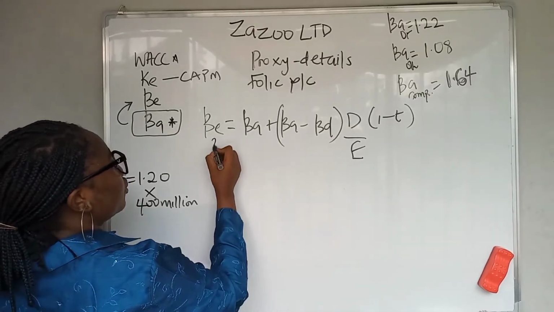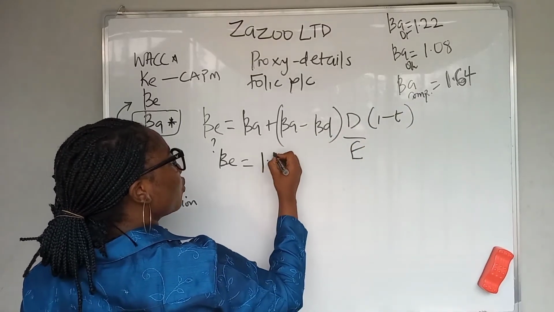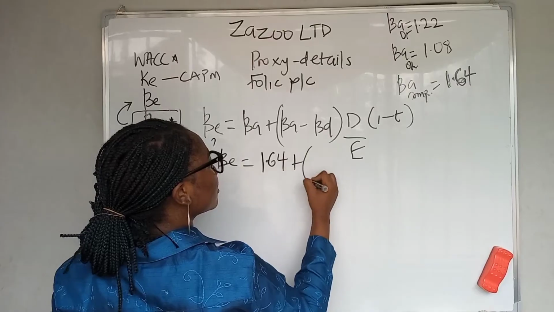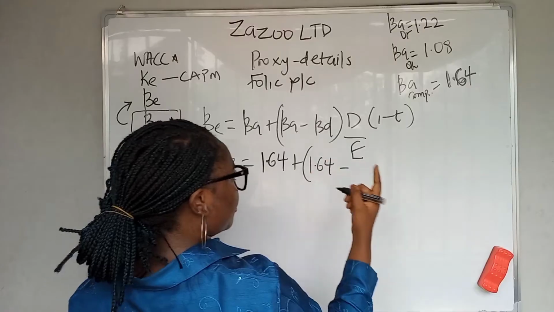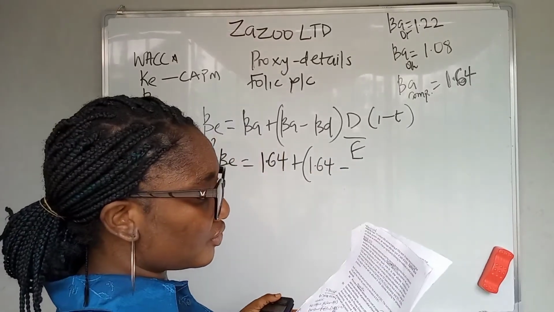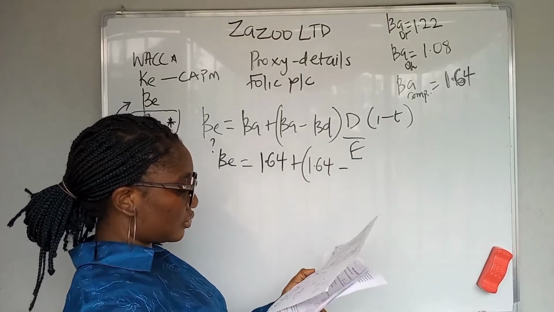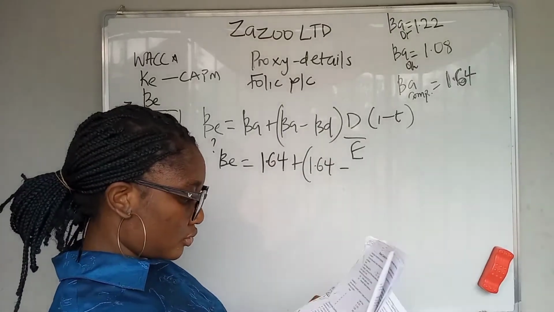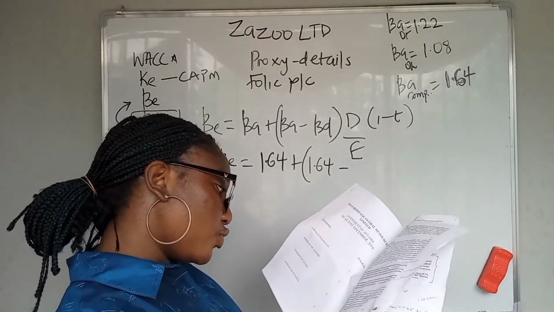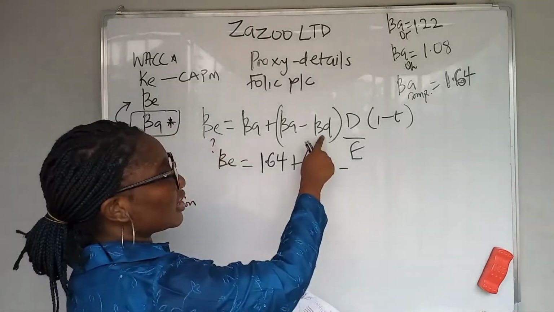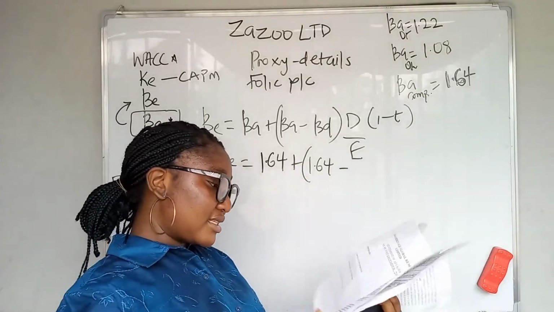Now your BE, which is what you're looking for, will be equal to your BA of component aspect, which is your business, 1.64, plus (1.64 minus BD). Your BD is 0. It was not given. Check your question. Did they give you? Let's check before we conclude that it's 0. There's nowhere in the question that they told you your risk of debt, debt risk, that's what it's called. If they are silent about it, you just assume that it is 0.